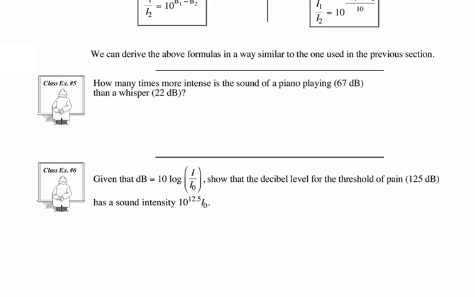How many times more intense is the sound of a piano than a whisper? So the intensity of a piano compared to the intensity of a whisper would be equal to 10 to the power of what minus what? 6.7 bells minus, how many bells would this be? 2.2. So what does that equal in your calculator? Probably a pretty large number, right? 10 to the power of 4.5 or what?